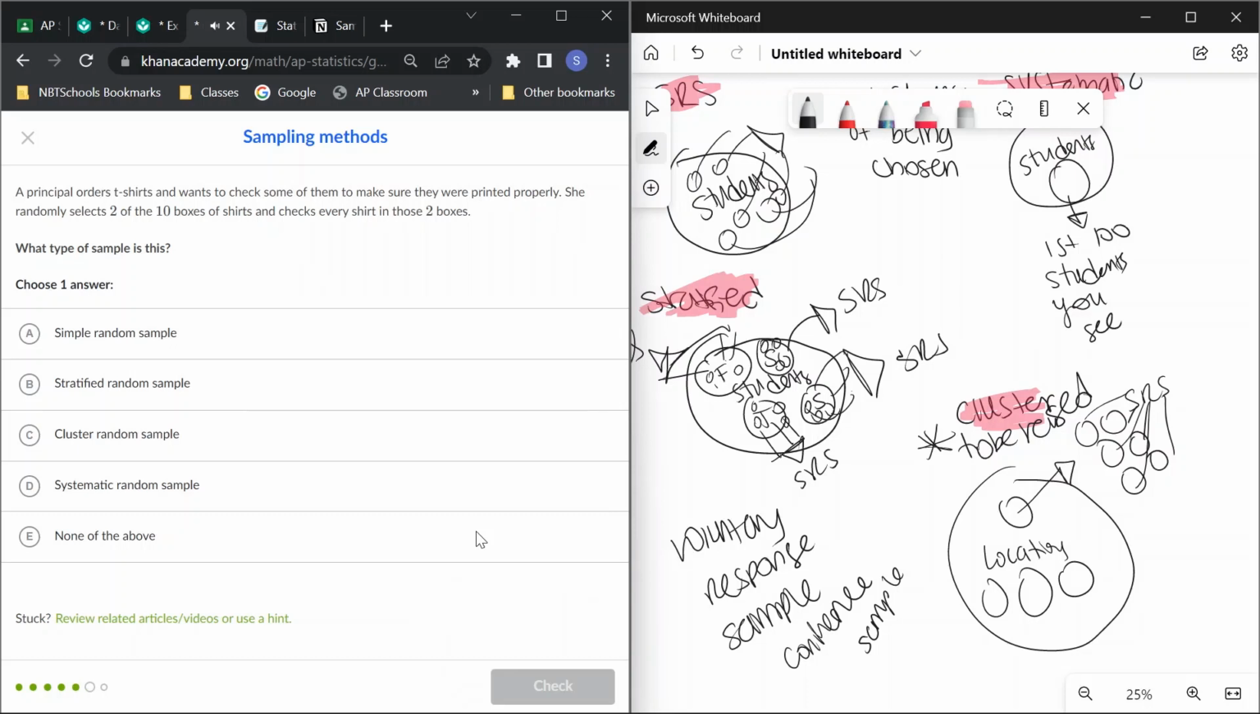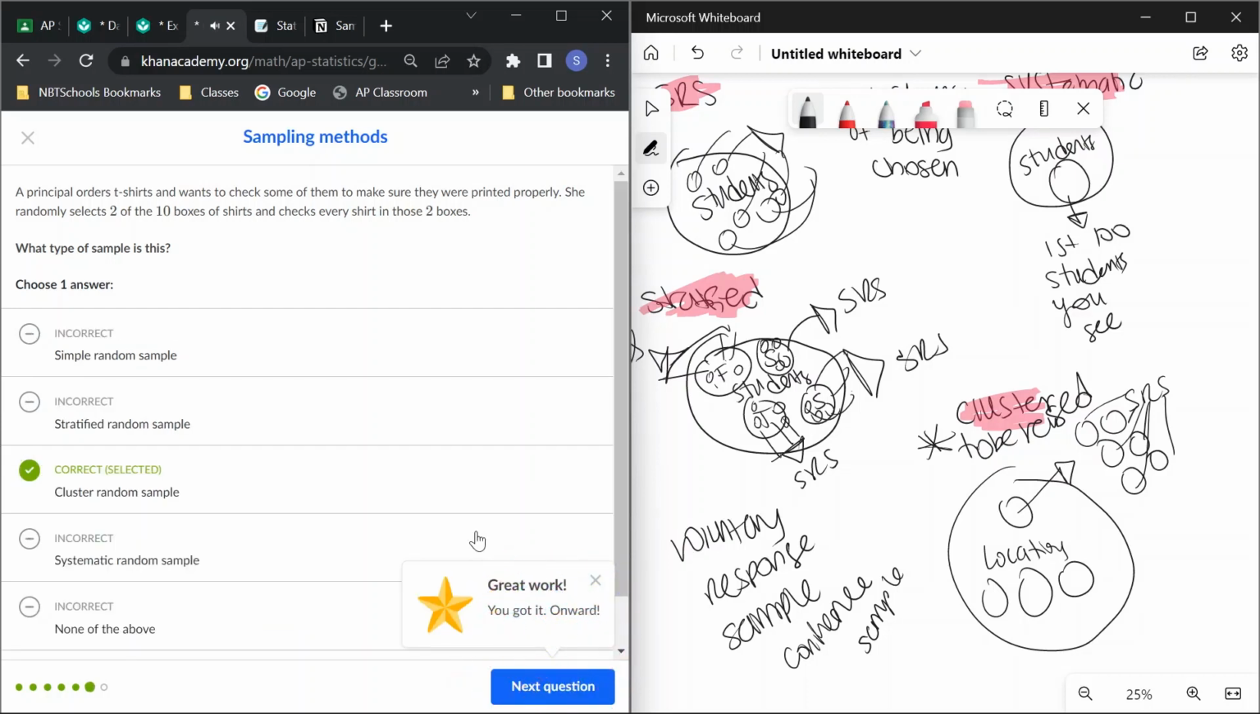The principal orders t-shirts and wants to check some of them to make sure they were printed properly. She randomly selects 2 out of the 10 boxes of shirts and checks every shirt. I think that's cluster. Checks every shirt in those 2 boxes. So cluster, yes. When you think of cluster, think of not as representative, compared to taking an SRS of each of the boxes. So I think cluster. That is a good one.